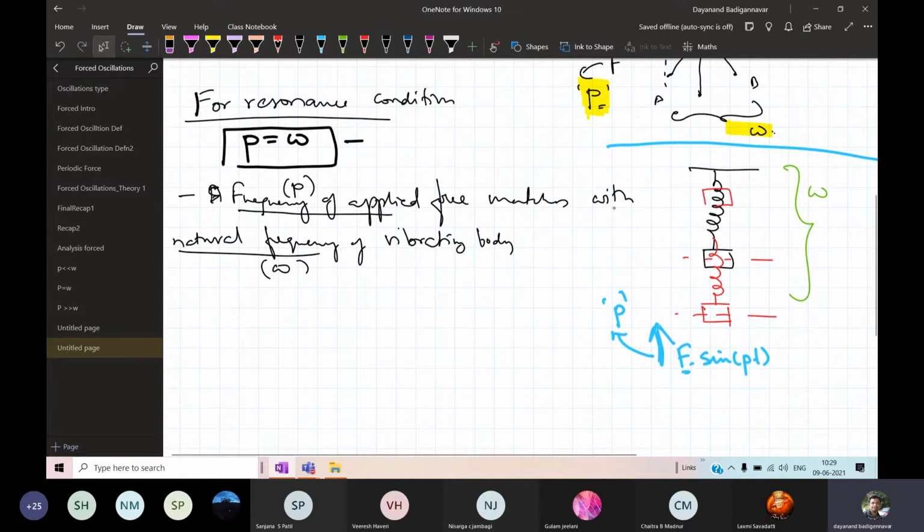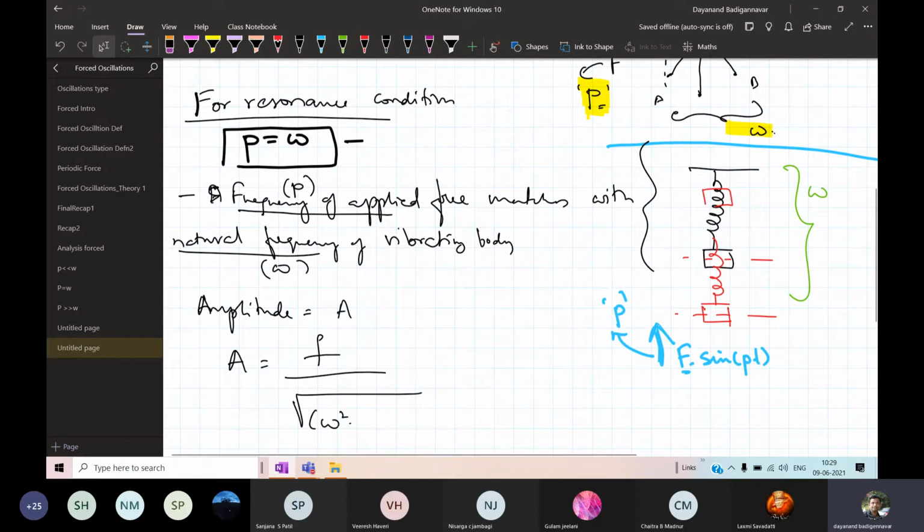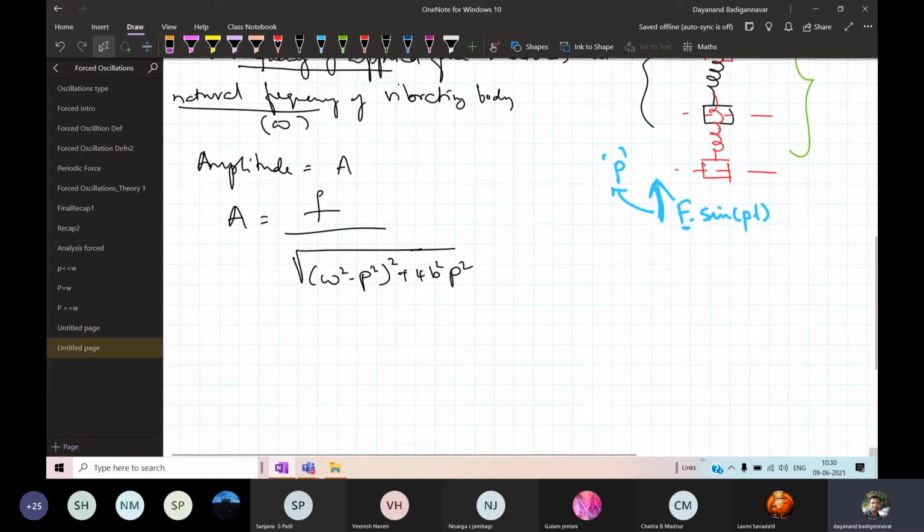Now you have the amplitude. For this setup, you write the amplitude. You know the amplitude of vibrations. Amplitude A from forced vibration, you have written it already. A is equal to F divided by the root of (omega square minus P square) whole square plus 4B square into P square. This is the equation. Now you put the condition for resonance.